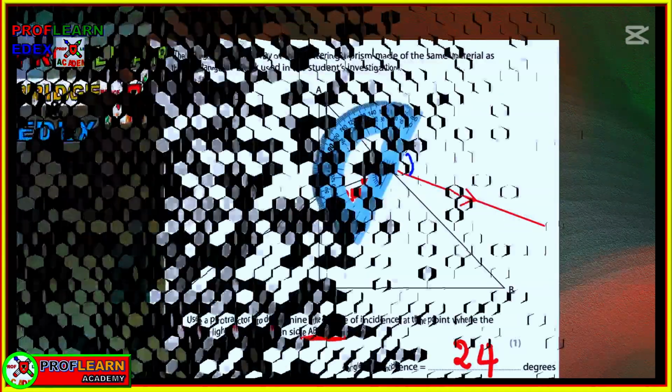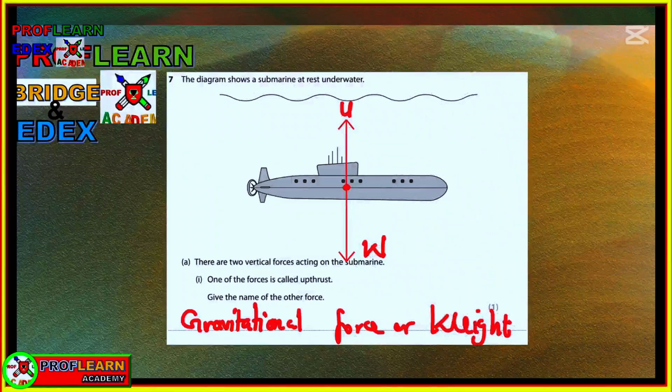The next topic that was tested is the topic of pressure. The diagram shows a submarine at rest underwater, so upthrust and weight are equal. If it's at balance or at equilibrium, it's neither moving up nor down. So we can say the upward force and downward force are equal. And we are supposed to give the name of the force that was acting downward, which is the gravitational force, because we were already told one of the forces was the upthrust force.